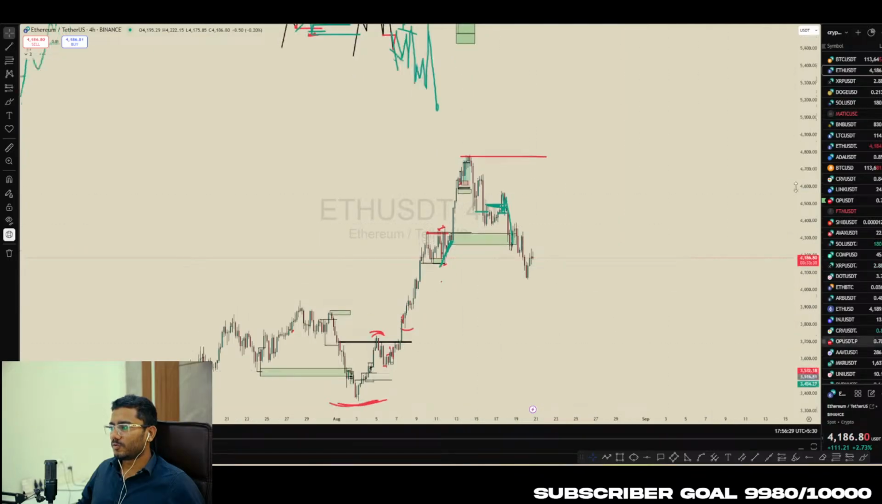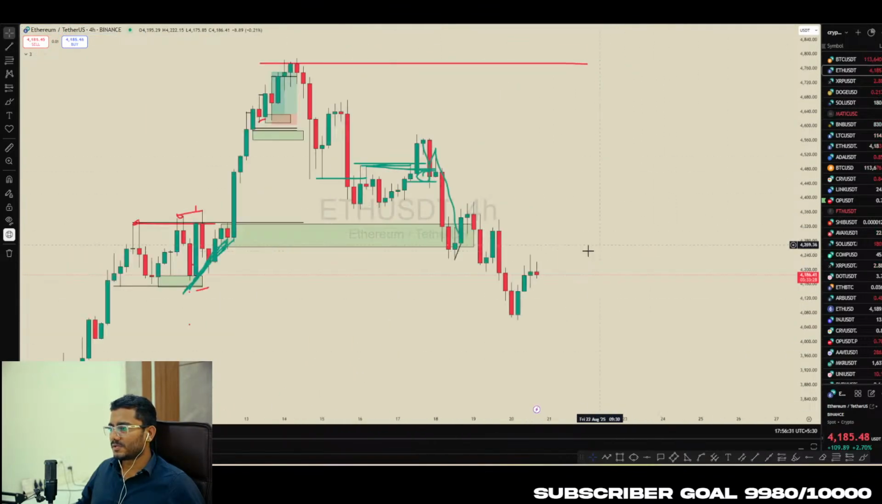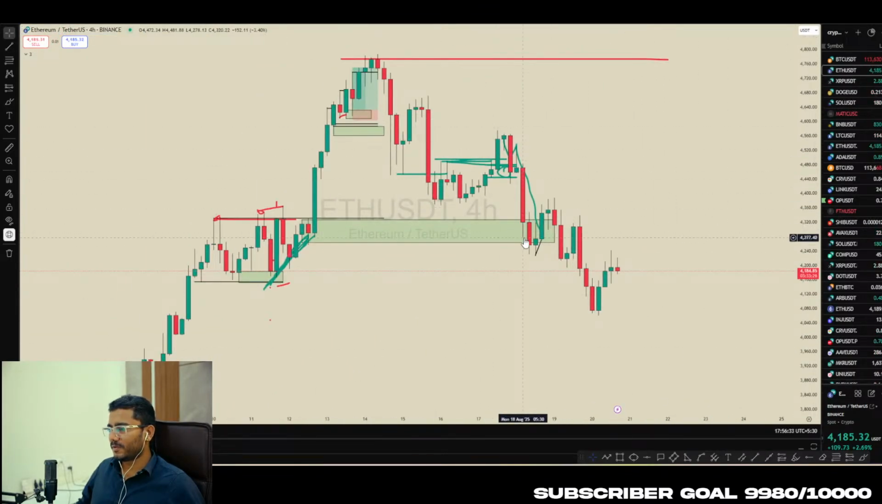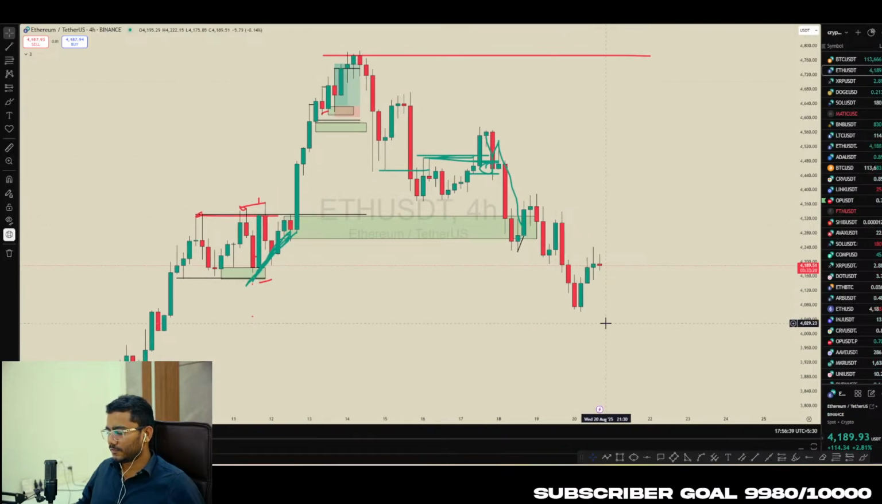So this is the previous order block from previous live where I was expecting price to give us a change of pattern. Then price broke the order block, and then it continued downside.